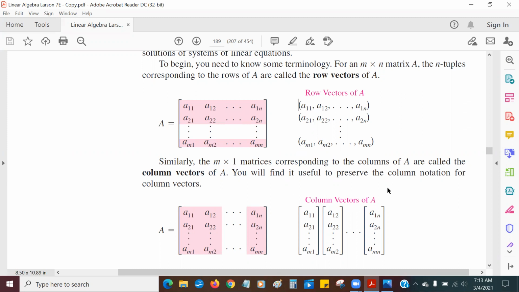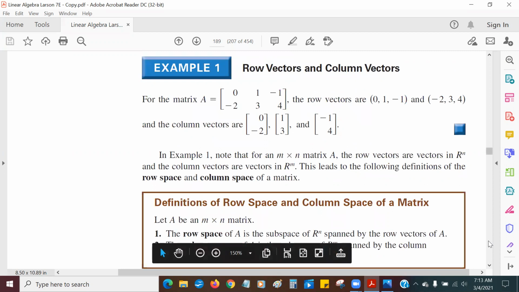Now, it may not be the same amount, because this is an m by n matrix. There are m rows here and there are n columns here. So the amount of rows and the amount of columns are not necessarily the same. That's fine. I'm just saying. So let's look at an example.